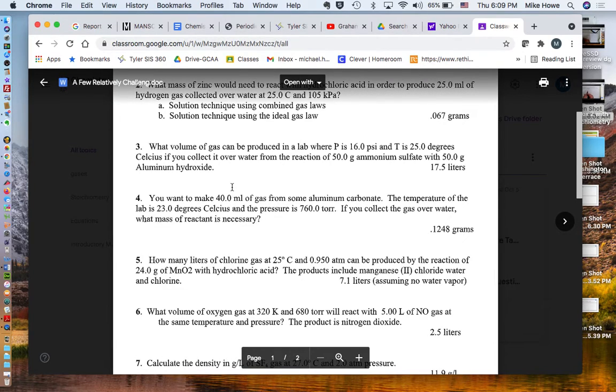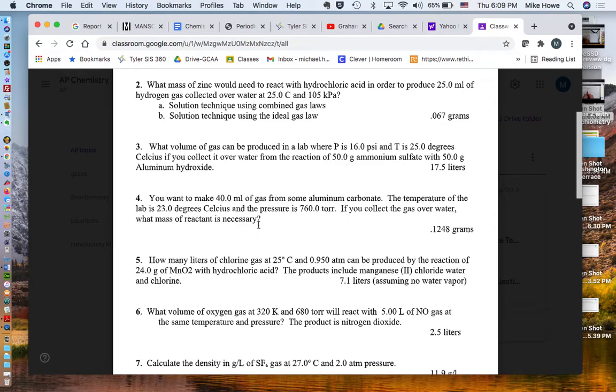Number 4, aluminum carbonate decomposes into aluminum oxide and carbon dioxide. This is not a double replacement reaction, so I'll go ahead and tell you the products. So when you heat a metallic carbonate, you always get a metallic oxide and carbon dioxide. This is a metallic carbonate, metal, carbonate. So you're going to get a metallic oxide and carbon dioxide.